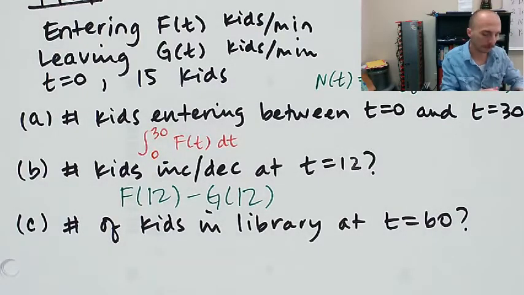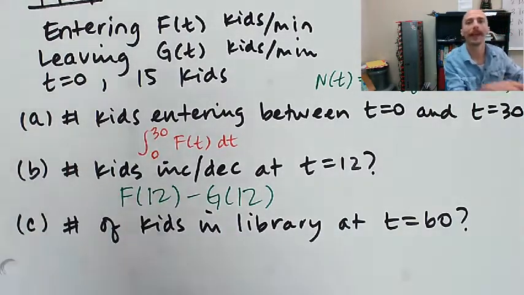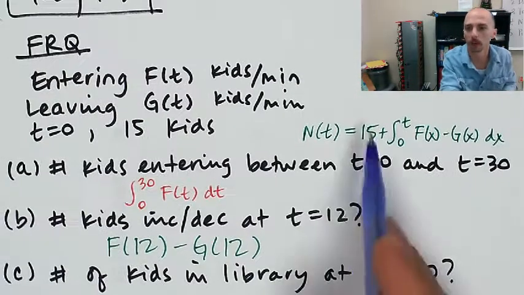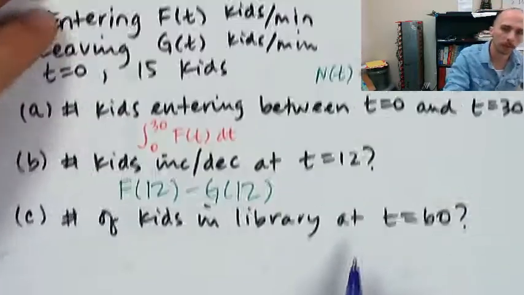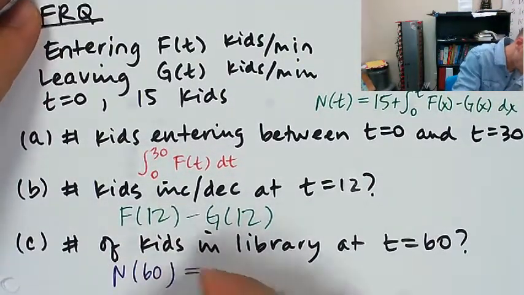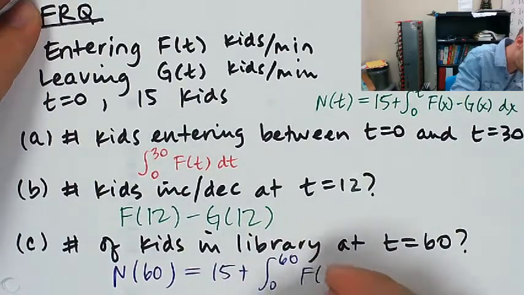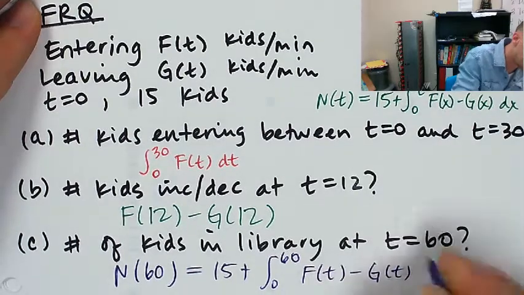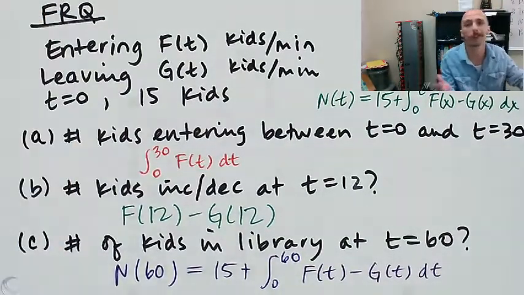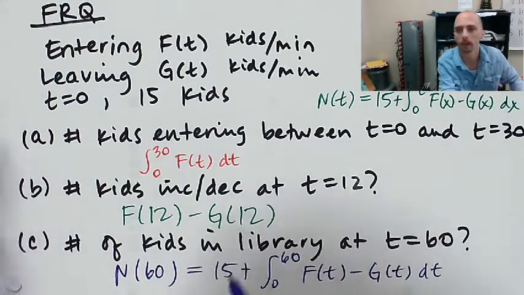Okay? What is the number of kids in the library at time t equals 60? That's where we're going to have to start with our 15 and then add in, really what we're doing is we're going to evaluate N of 60. So maybe I'll just write it like that. And that's going to be equal to 15 plus the integral from 0 to 60 of f of t minus g of t dt, f of x minus g of x dx. It's all the same thing. Rate in minus rate out is what we're integrating. And this is all stuff that we can do on the calculator.